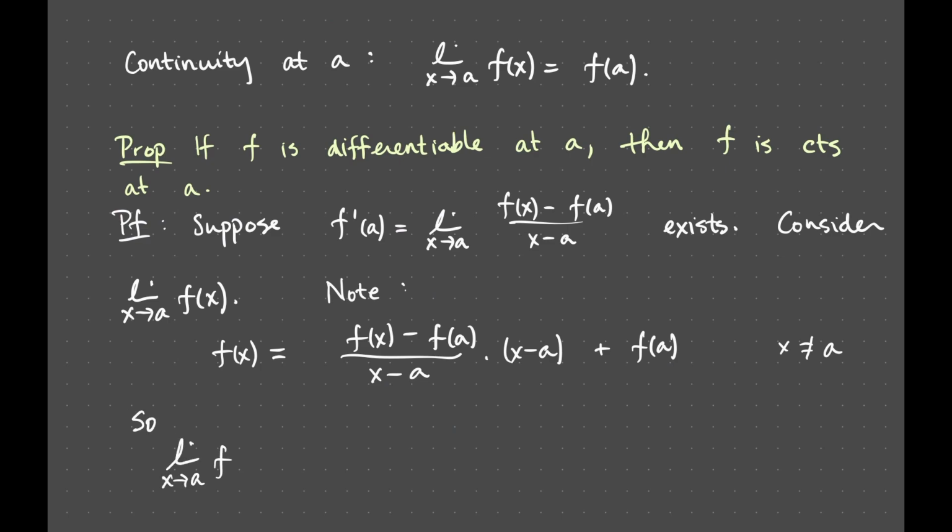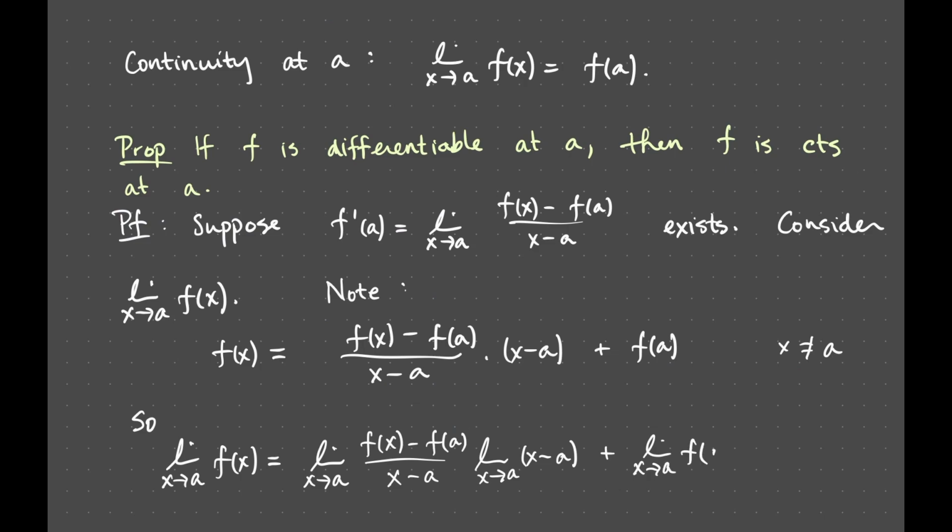So let's take the limit of both sides of this quantity, realizing that on the left we have the limit of f of x, and on the right we have the limit of a somewhat complicated expression. But the nice thing is that there are certain properties about limits that we can apply to simplify the right-hand side. In particular, the limit of a product is the product of the limits, provided they both exist, and in a similar way, the limit of the sum is the sum of the limits.